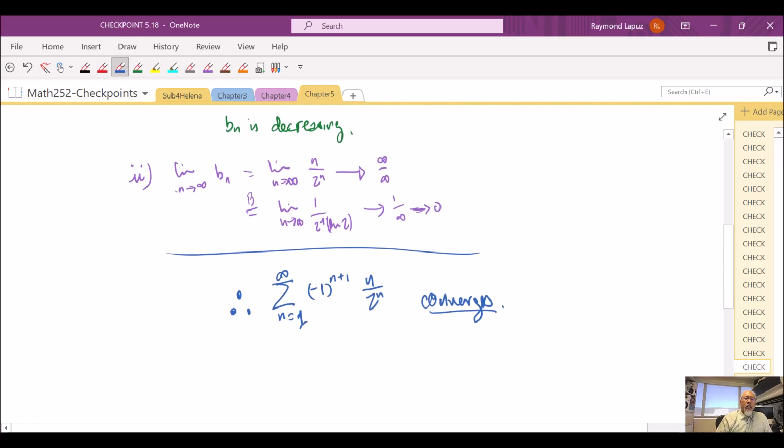Another thing that you can do, and we'll probably do it in a later problem, is take the absolute value of this series to see if that converges. And in this case, it actually does. You can use the integral test to show that the series without the (-1)^n converges if you just look at n over 2^n.